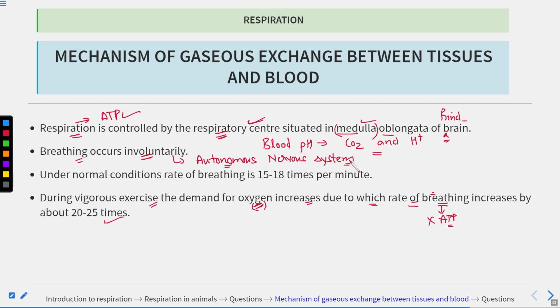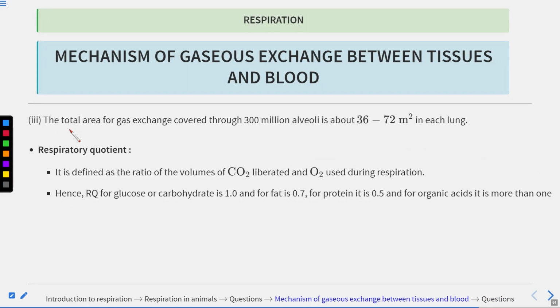Breathing takes place at one level, the lung system level, whereas respiration takes place at the lung system level as well as the cellular level. Clear? Now the total area for gas exchange covered through 300 million alveoli is about 36 to 72 meters square in each lung. Now let me introduce you to the term respiratory quotient. This is very important. The respiratory quotient is different for different respiratory substrates such as carbohydrates, proteins and fat.